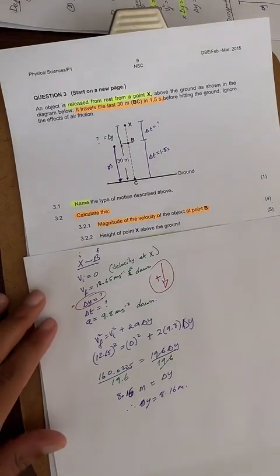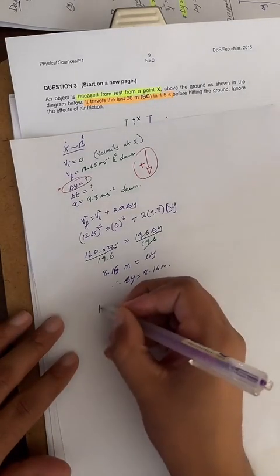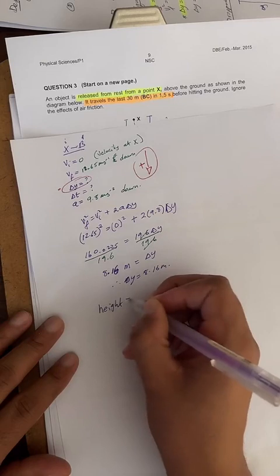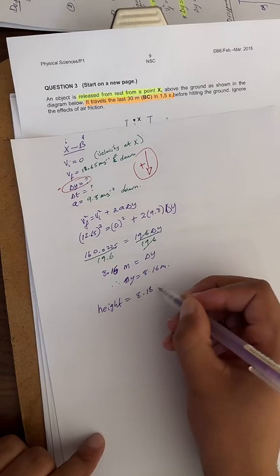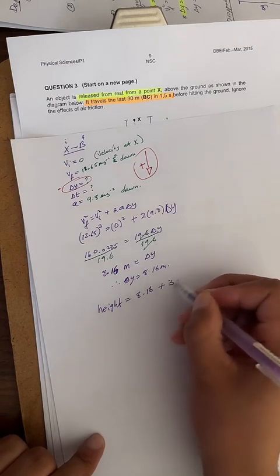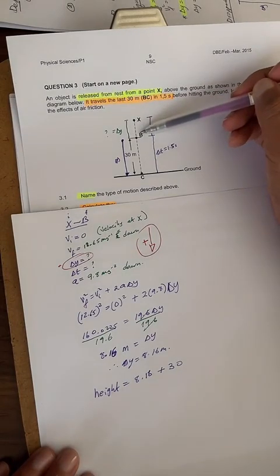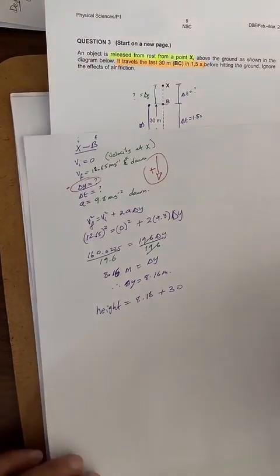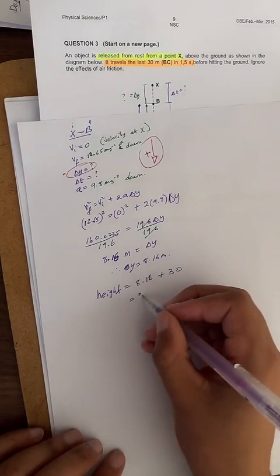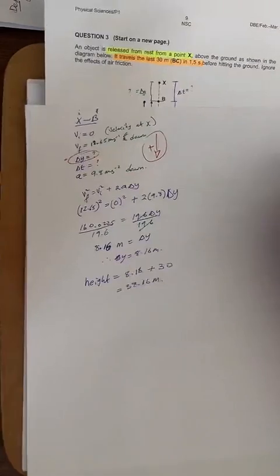I don't think we've answered the question fully. The question says the height of point X above the ground. So height is equal to the value that we have calculated, 8.16 plus 30, because now 8.16 is the distance between X and B, but they want the distance between X and C, so I'm adding 30 to it. And then we get 38.16 meters, and there you get your 5 marks.